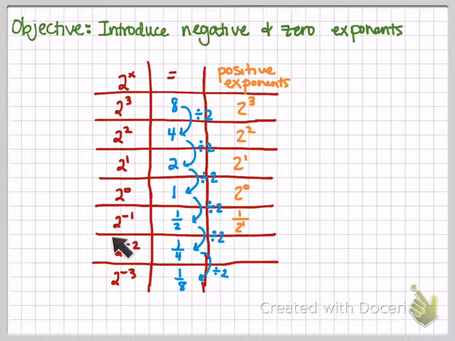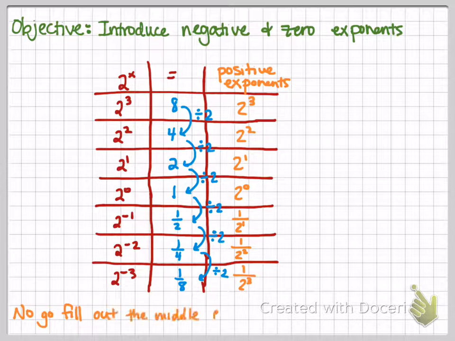Then I can move down to the next one, and 2 to the negative second power is 1/4, and 4 is 2 squared. So I can rewrite that as 1 over 2 squared. Last but not least, we know that 2 to the third power is 8, and so 1/8 can be 1 over 2 to the third power.